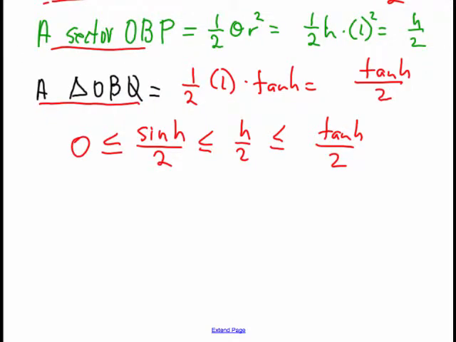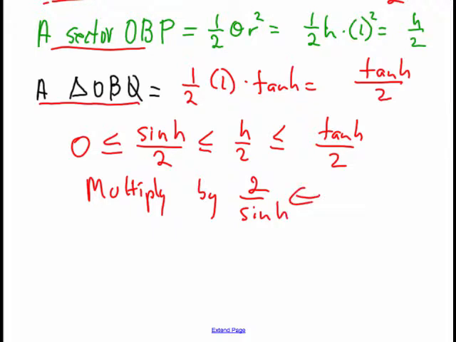Alright, so now that I've got this expression set up, I'm going to manipulate it a bit. So I'm going to multiply everything by 2 over sine h. Now, since the angle that I'm working with is in quadrant 1, the sine of h is positive, so 2 over the sine of h is positive, because we're in quadrant 1. Now I'm thinking about that because when I multiply an inequality, the signs may switch direction. They won't in this situation because I'm multiplying by a positive. Alright, so here I go.